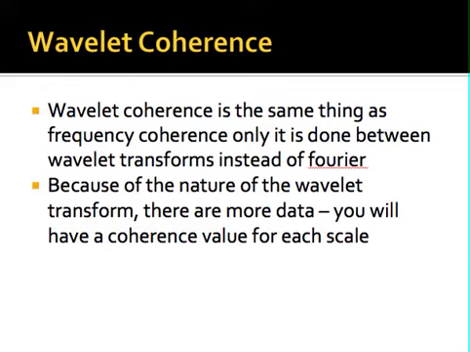Because of the nature of the wavelet transform, you saw in the previous lecture that we had some 20-odd scales. Each wavelet transform has its own frequency characteristics, and so out of the wavelet coherence, you'll get a coherence value for each scale. So we get a lot more data out of wavelet coherence because we typically have to use a lot more scales.